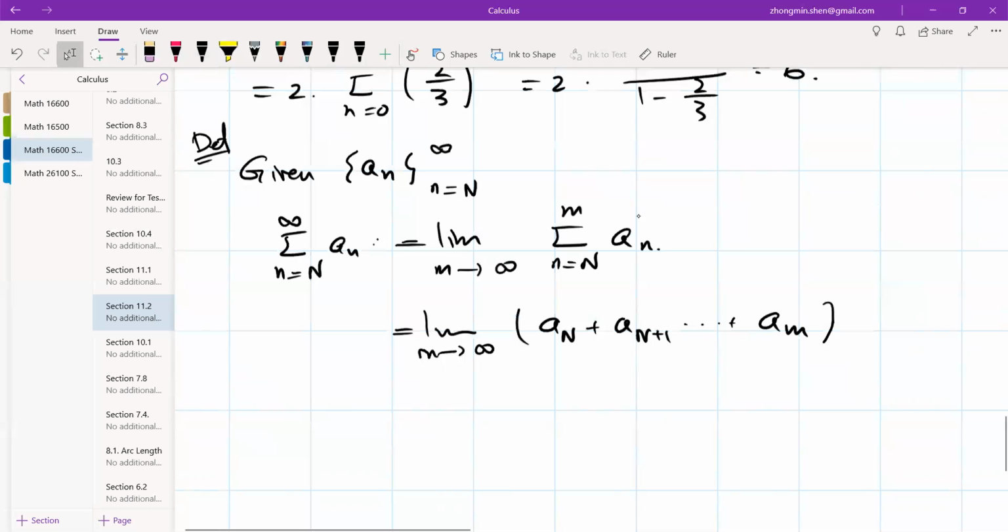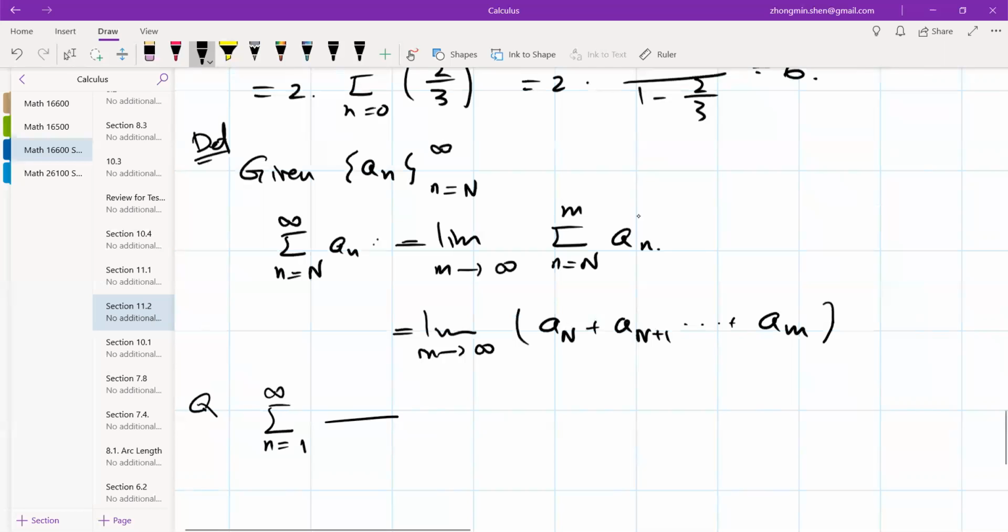And the most interesting example we already discussed is called geometric sequences. And we know when it's convergent, when it's divergent. Okay, so let's look at the problem.